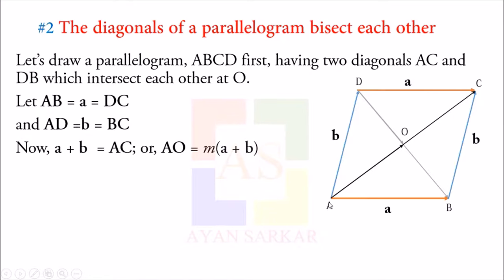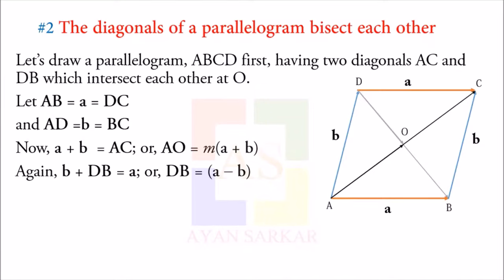You can see a vector plus b vector is equal to AC vector. So AO should be some m times a plus b vector. m is a scalar quantity. So I have written that AO is m times a plus b vector. We don't know the value of m right now, and we will find the value later.